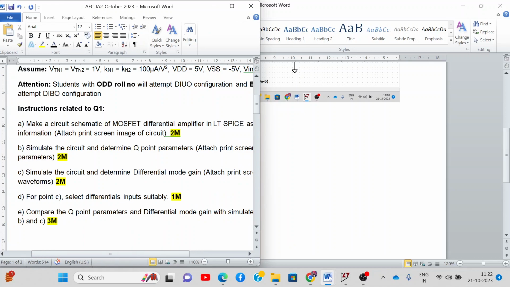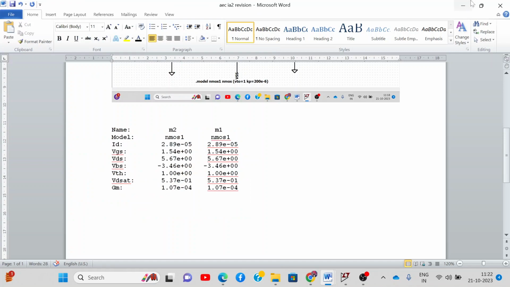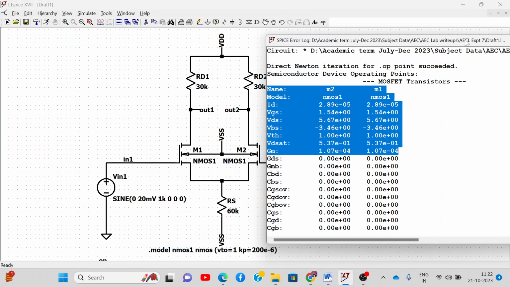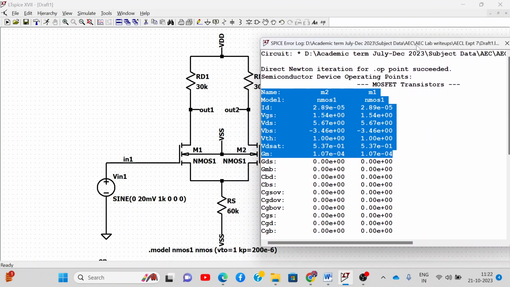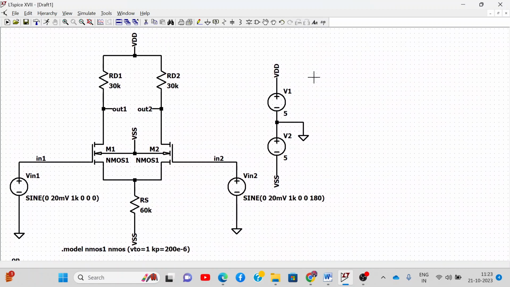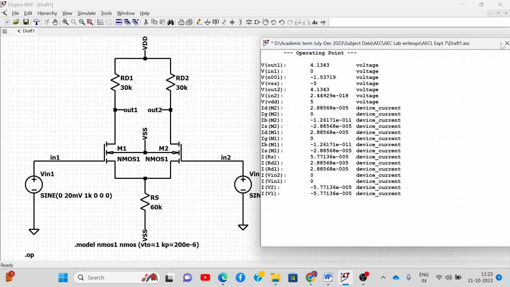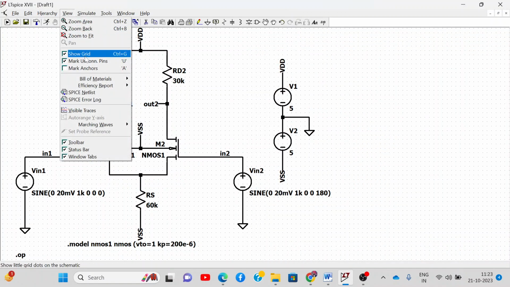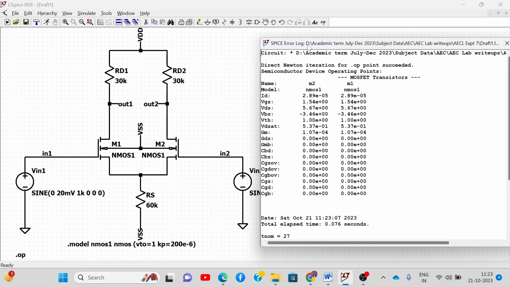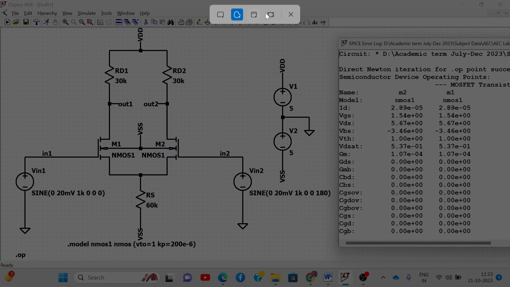You need to simulate the circuit, determine the Q point parameters and attach a print screen of the Q point parameters. So for attaching the print screen, you can simulate this and attach this print screen along with the circuit. So how to do it is, let me shift the circuit this side. Okay, let me simulate again, run. This is done. Then I go to view, go to spice error log, and I paste it over here. Alright, now expand this. So this print screen you take for the Q point parameters.